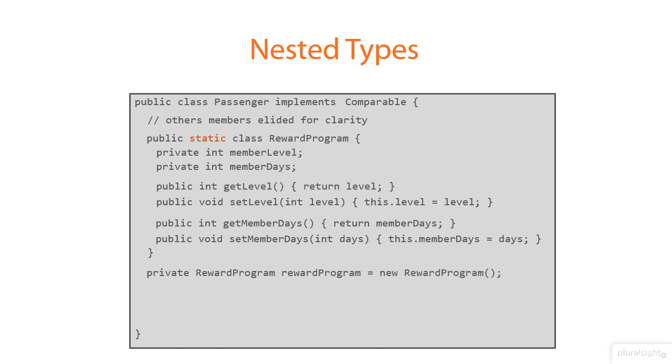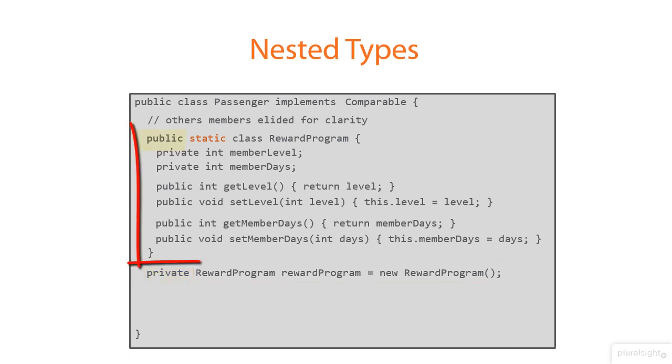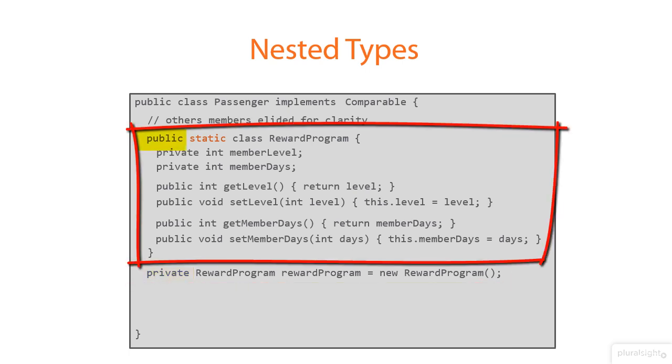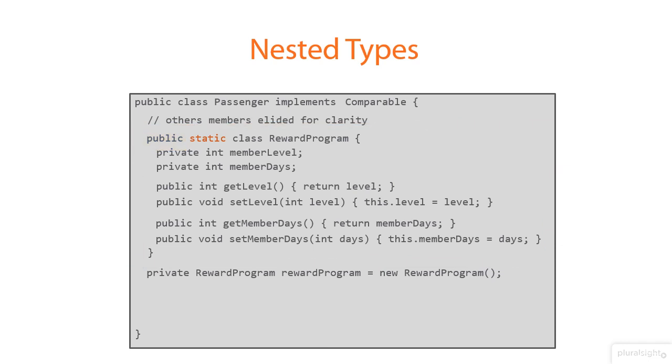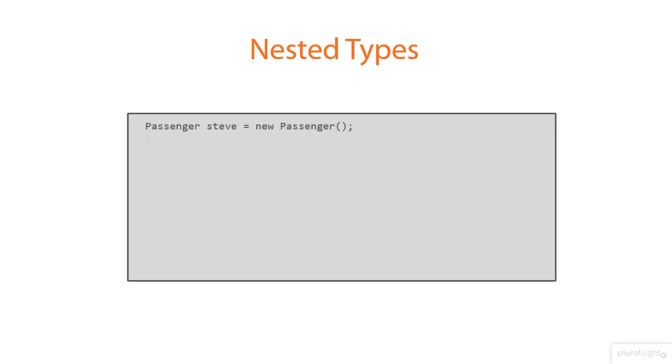So we'll new up an instance of it. Now we've marked reward program as private in terms of the field, but notice our reward program class is public. So you can't access the field directly, so we'll go ahead and put a getter around that as well. Okay, so now we have our reward program class that's nested inside of our passenger class. Let's see how this affects our code when we use it. So let's go up here, and we'll go ahead and create an instance of a passenger. We'll call him Steve. And if we want to go ahead and set up his reward program information, it's just like working with any other field that's based on a class.